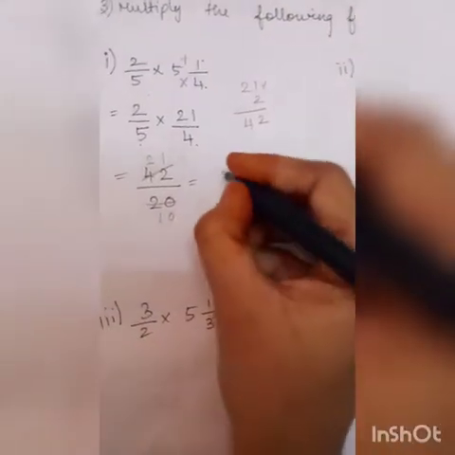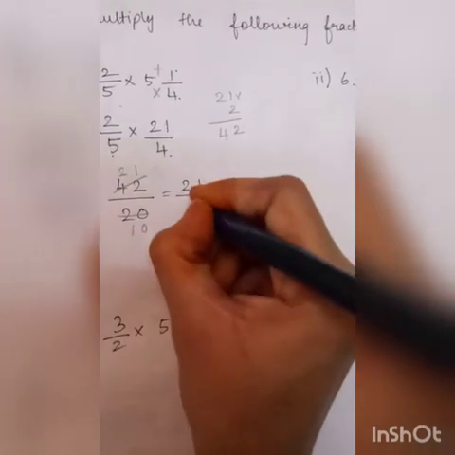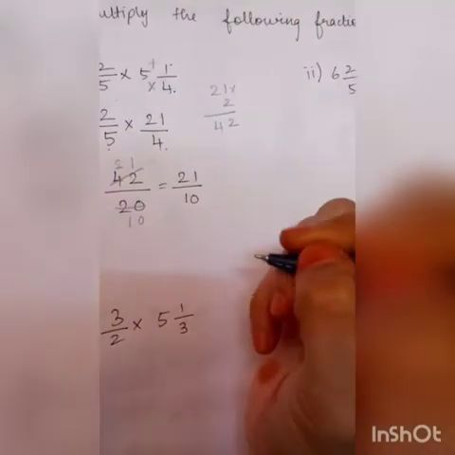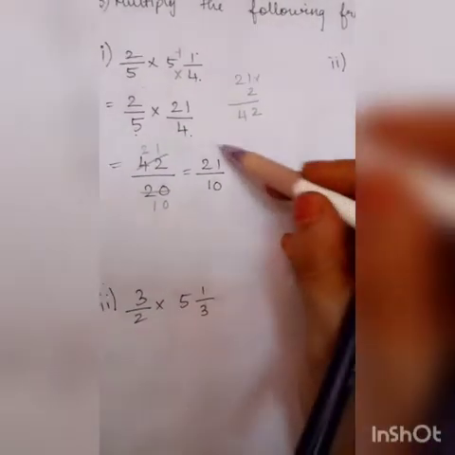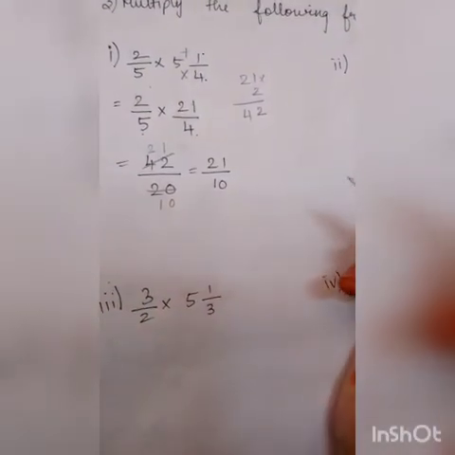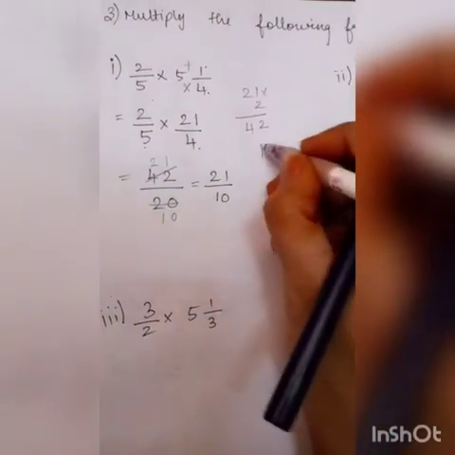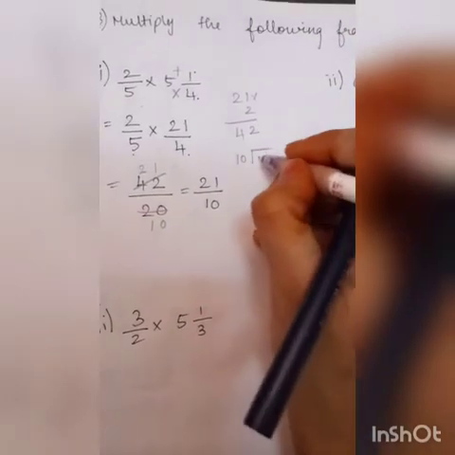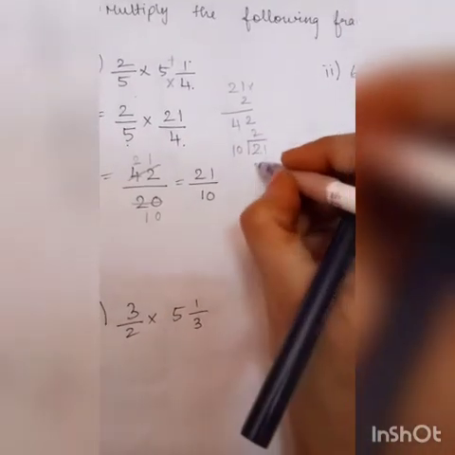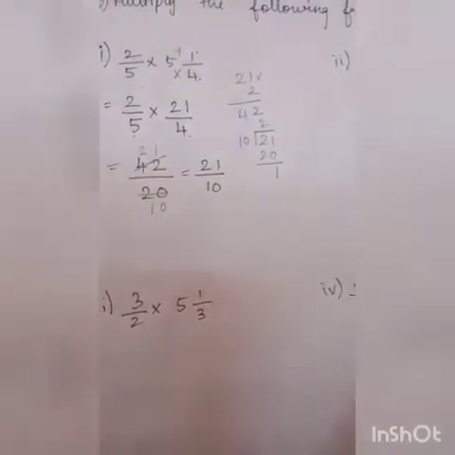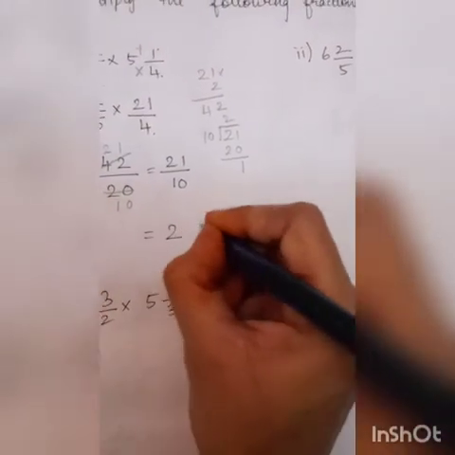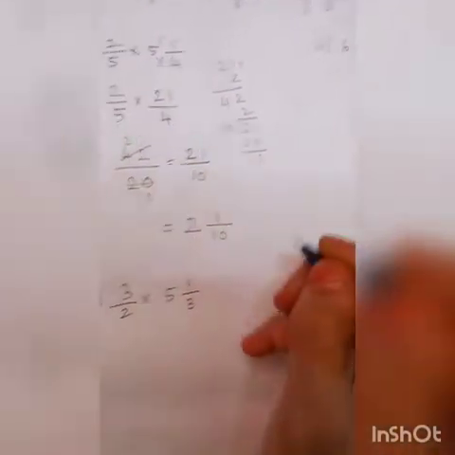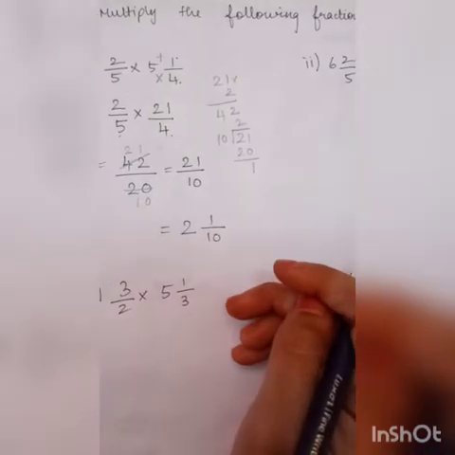So what is my answer? 21 by 10. Is it correct? 21 by 10. This looks like an improper fraction. So what shall we do? We should convert it into mixed. 10 twos are 20, remainder 1. So what is my answer? 2 1 by 10. Okay, 2 1 by 10 is my answer.